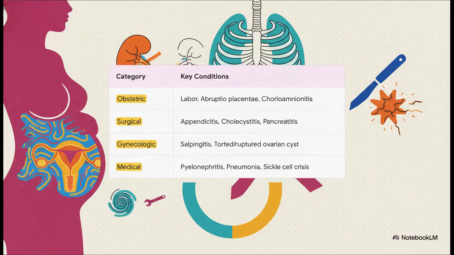And this just puts it all into perspective, right? The diagnostic net we have to cast is enormous. The cause of that abdominal pain could span 4 different specialties. Is it obstetric, like an abruption? Is it surgical, like we've been discussing? Could it be gynecologic, like a twisted ovarian cyst? Or could it be a medical curveball, like pneumonia presenting with referred abdominal pain?